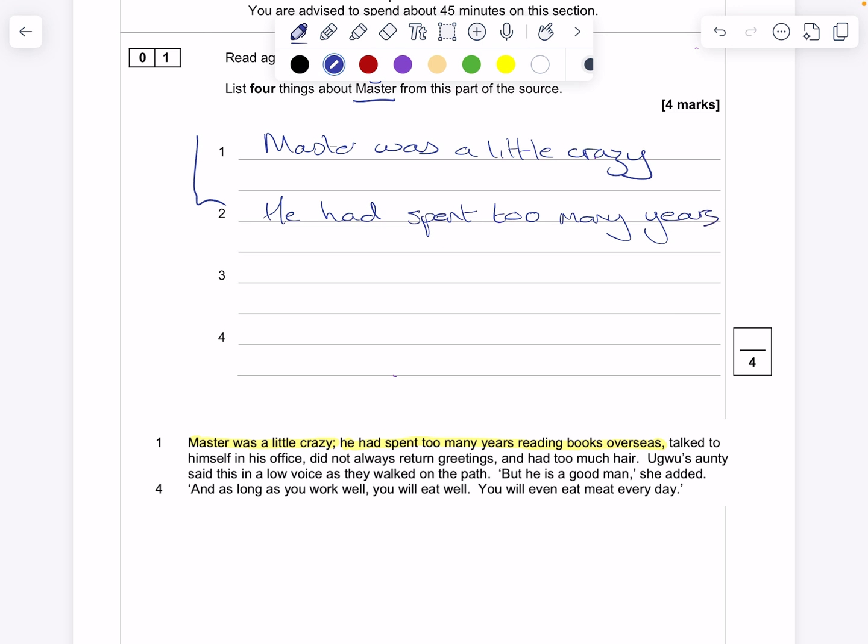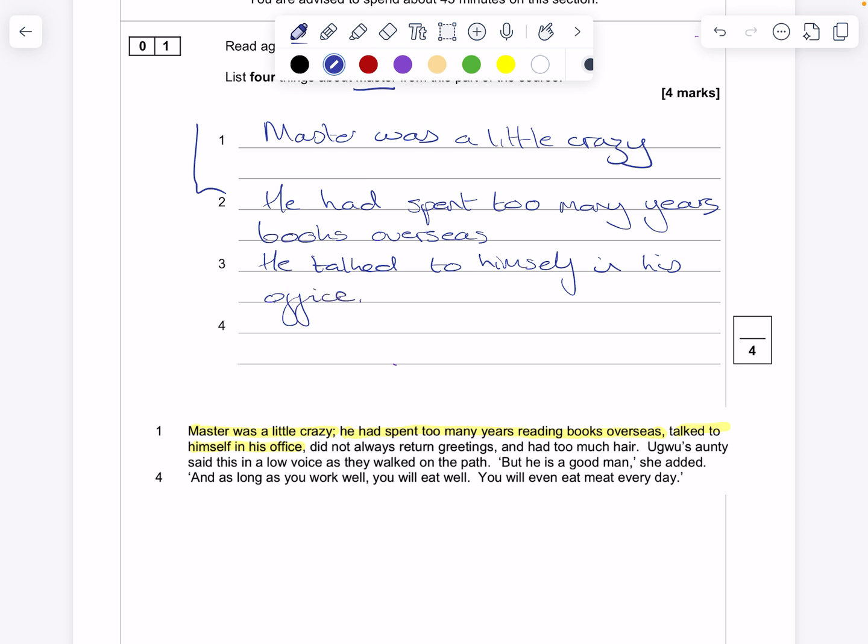And that's where the criticism is. He had spent too many years reading books overseas, not he had spent too many years reading books. So just make sure when you're selecting the information, you do not remove something that's actually important. You'll notice the next section, talk to himself in his office. That's not actually a full sentence, so you will need to add the word in master or he. He talked to himself in his office.